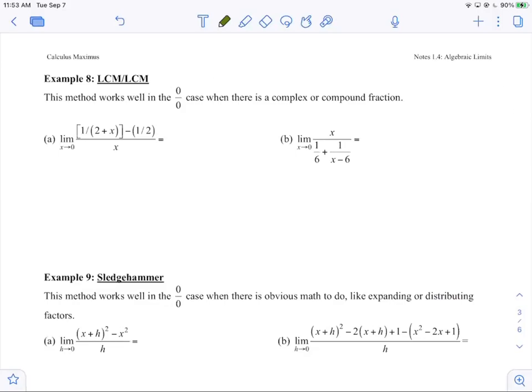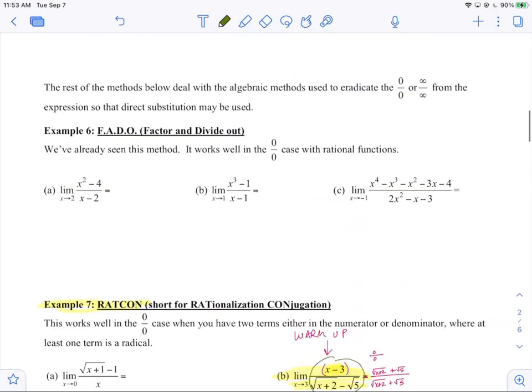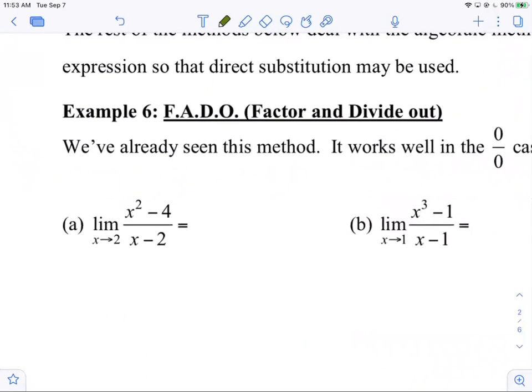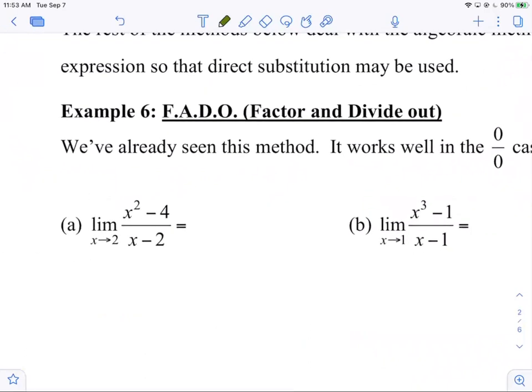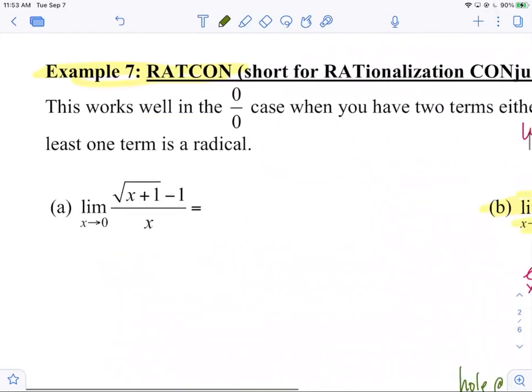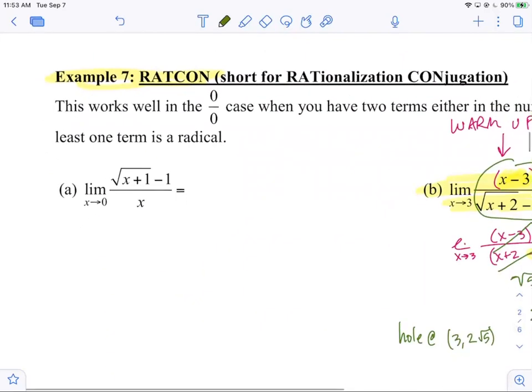All right, so when we get 0 over 0, we've kind of got two methods now, right? If it's a polynomial over a polynomial, then we can factor, divide out, and then plug in. If factor and divide out doesn't work, and we've got a radical that's part of a two-term expression, then we can rationalize by multiplying by the conjugate. Okay, again, you don't need to know the names. You just need to know what to do and when to do it.